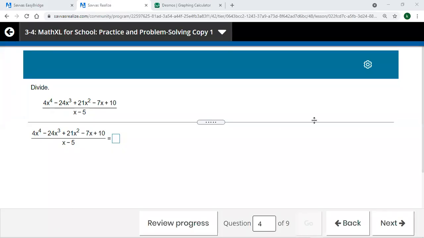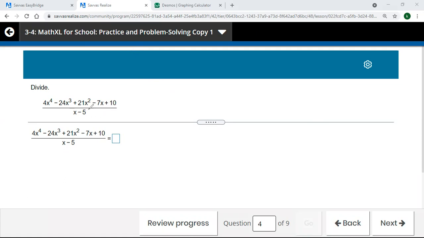Hey everybody, on this next problem it just says divide, so we can use any method we want. My preferred method here I would say is going to be synthetic division. You can still do long division if we have time. I'll go back and do it both ways, but let me show you how to do synthetic.